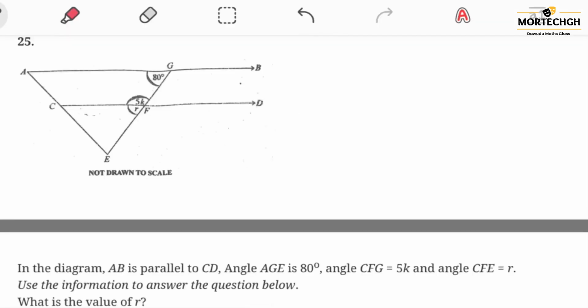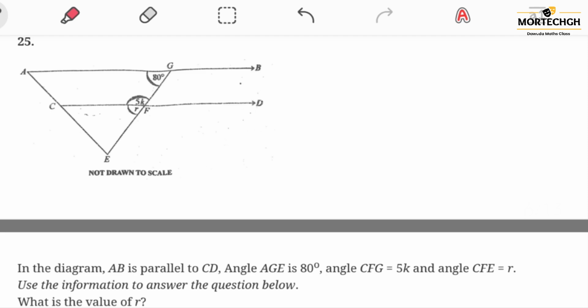From the diagram above, they said find R. We have this diagram and we are asked to find R. For us to find R, we just apply a simple principle which states this: angle AGF is 80 degrees. And angle CFE is R. The angle they form there is R.